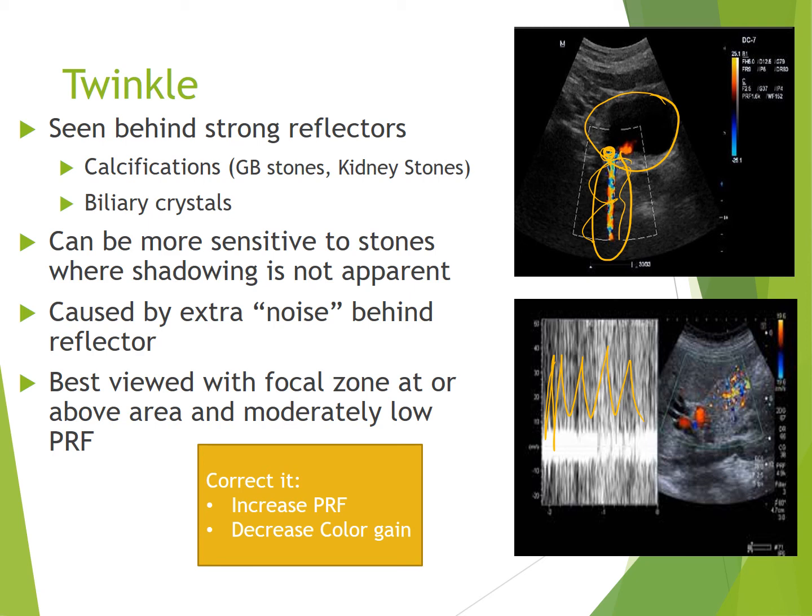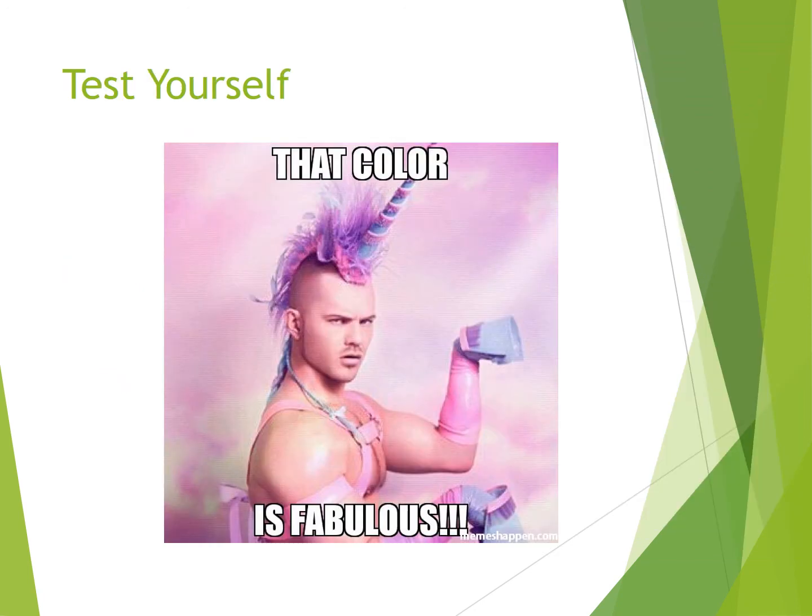So if we are getting a twinkle artifact behind something that we're not trying to diagnose with that twinkle artifact, then we want to correct for it, and that'll be by increasing our PRF, so we're not as sensitive to that extra noise back there, and decreasing our color gain, so we're just not picking it up as much. So again, kind of a crash course into some color and pulse wave Doppler artifacts. These will pop up again later in a subsequent chapter, but for the time being, just know the 4 terms, know what they look like on ultrasound, and how to correct them.